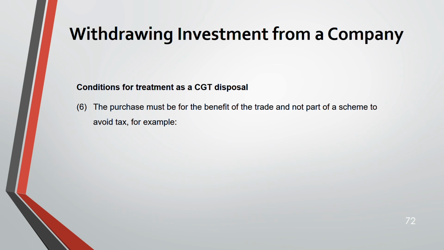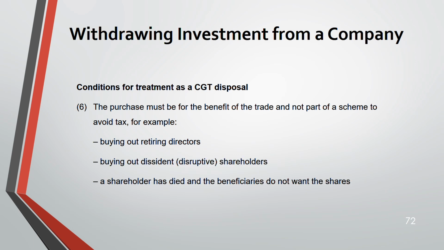Next, sixth condition: the purchase must be for the benefit of the trade and not part of a scheme to avoid tax. For example, you are buying out retiring directors, you are buying out a disruptive shareholder, a shareholder has died and beneficiaries do not want the shares, or a venture capital investor is withdrawing investment. It should not be anything else.